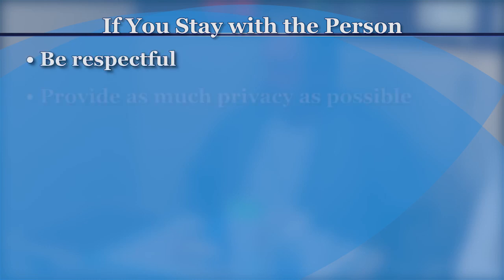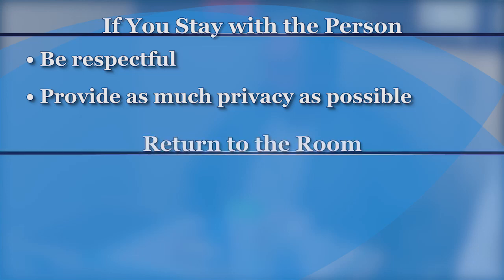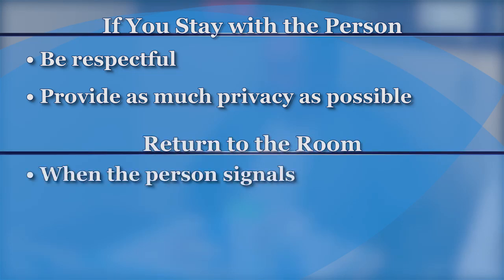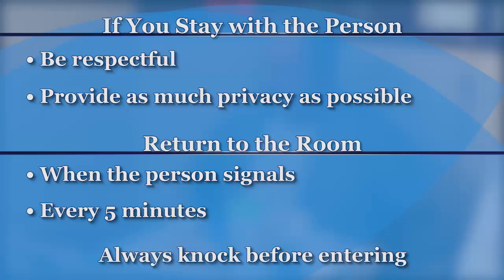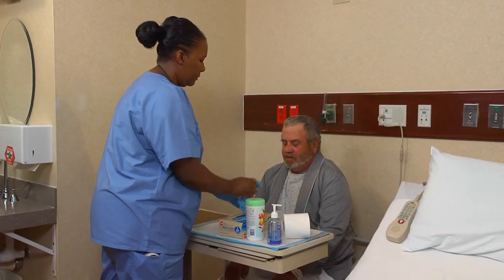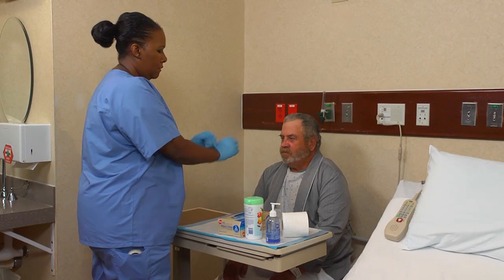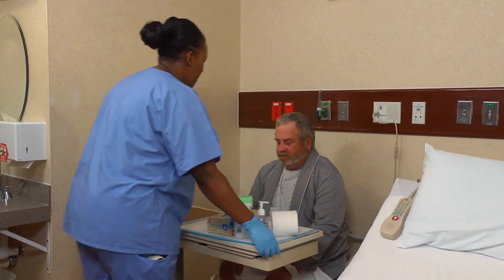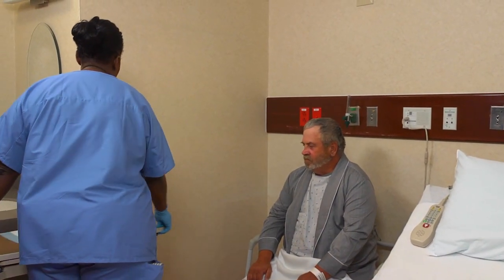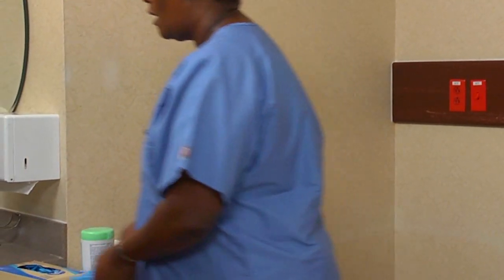If you must stay with the person, be respectful and provide as much privacy as possible. Return to the room when the person signals, or every 5 minutes to check on the person, and always knock before entering. When you return, practice hand hygiene and put on gloves. As needed, help the person clean the genital area. If the patient has not already discarded hand wipes, be sure to do so. Then remove and discard your gloves and practice hand hygiene again.